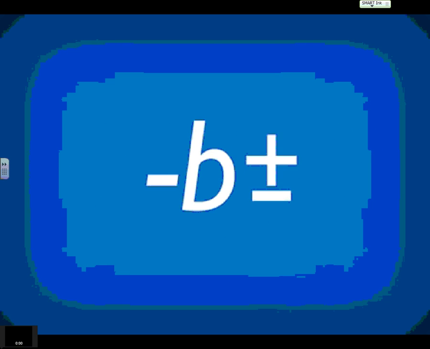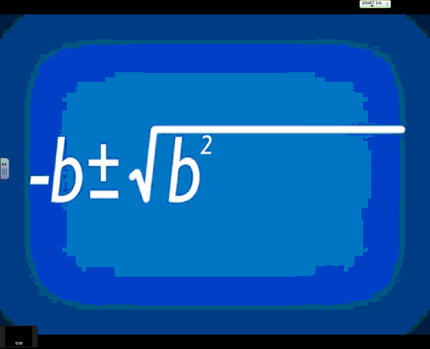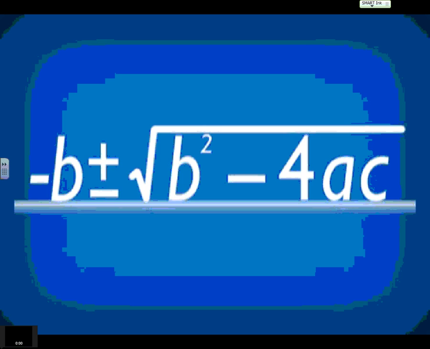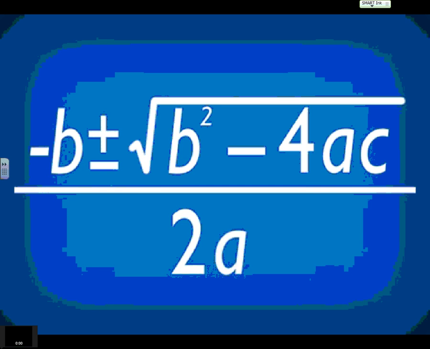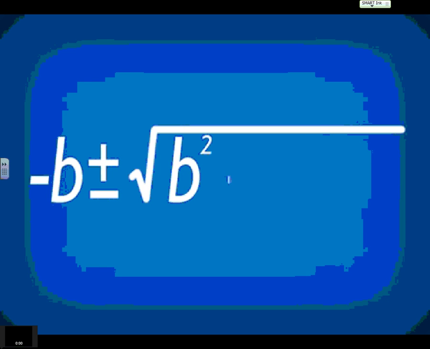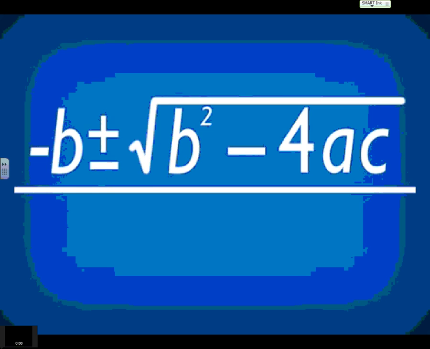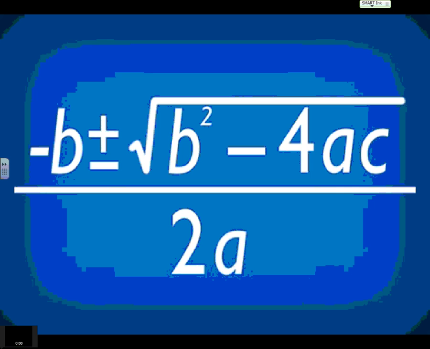Quadratic formula is negative b plus or minus the square root of b squared minus 4ac all over 2a. Now you try. Quadratic formula is negative b plus or minus the square root of b squared minus 4ac all over 2a.